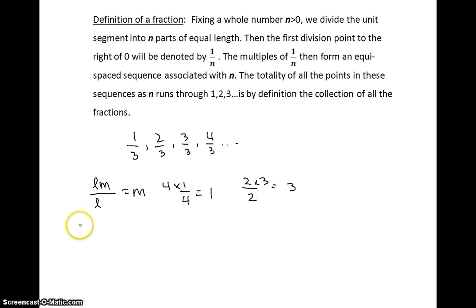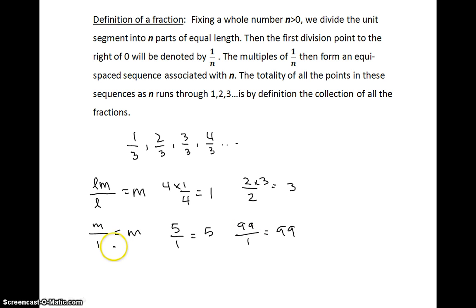Alright, another thing that this brings up is if I have M over 1, so let's say our unit segment hasn't been partitioned, then however many copies I have of that, I'm still going to get M. So for example, if I have 5 copies of 1, then I'm going to get the number 5. If I have 99 copies, but I still just have my unit, then I'm going to just have 99 of those units.